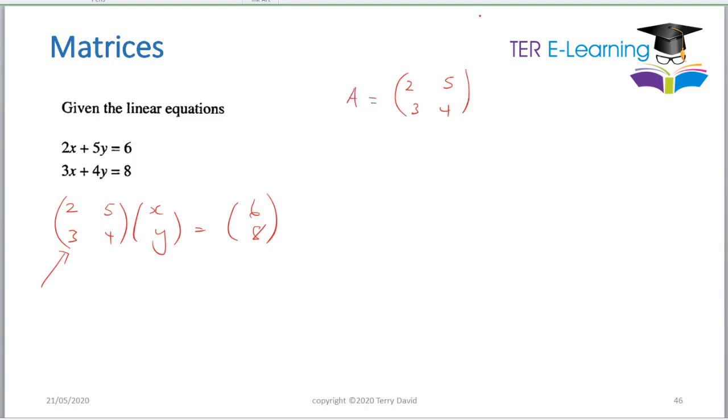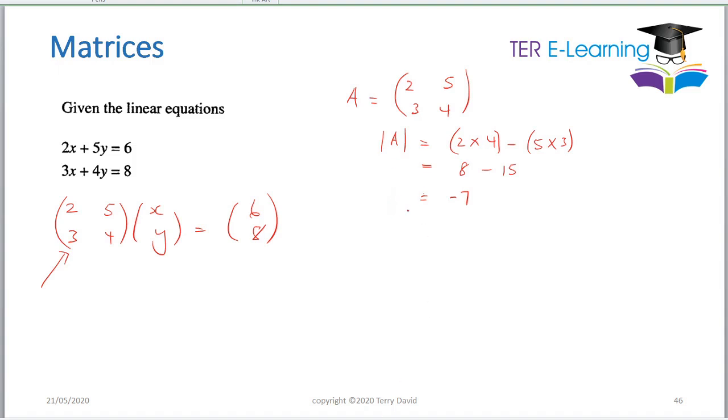You can call the matrix anything you want. So the first thing we have to do is to find the determinant of A, which is 2 multiplied by 4 minus 5 multiplied by 3. So that's 4 2s are 8 minus 5 3s are 15. So this is minus 7.